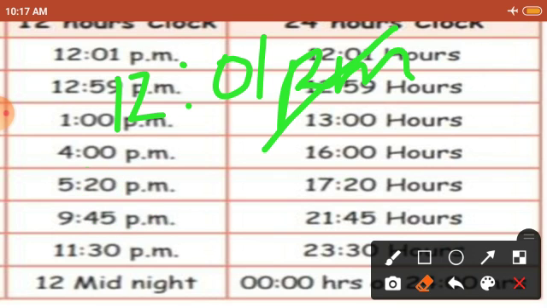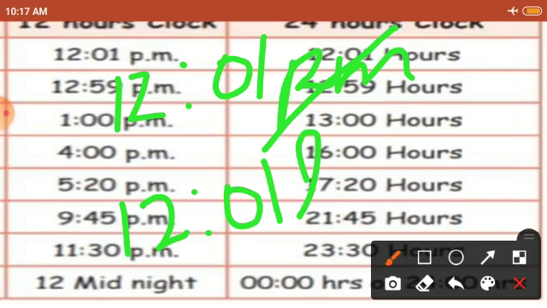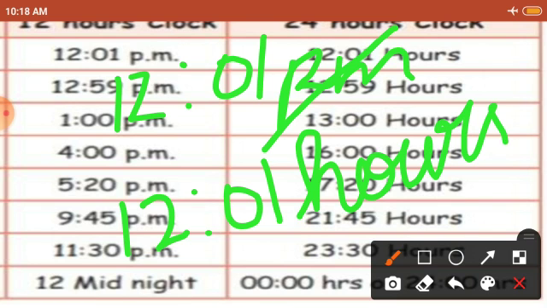So let's see that. What will you get here? You will get 12 and 1. After that, this is 24 hours format, so you have to put 12:01 hours here. That means 12:01 hours.